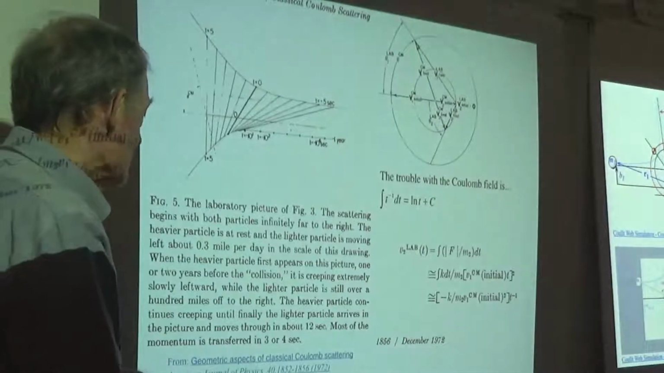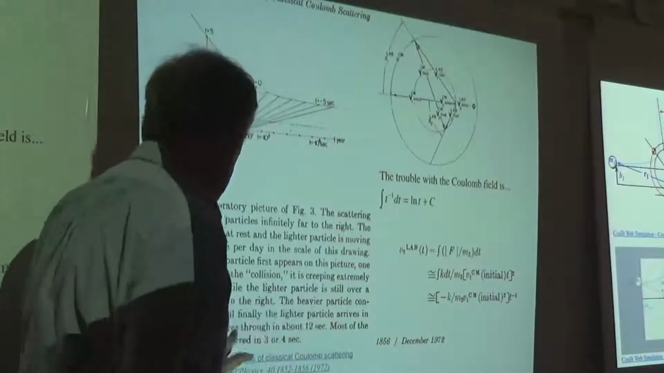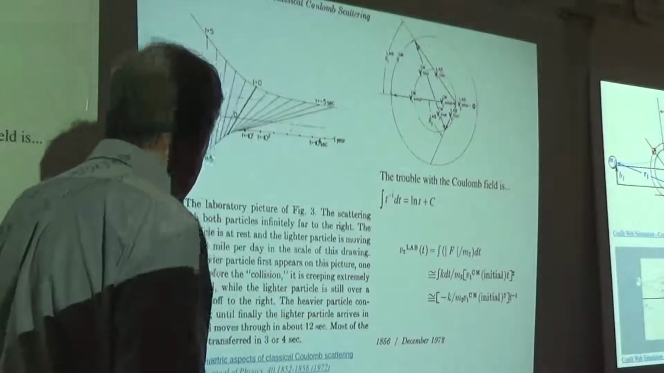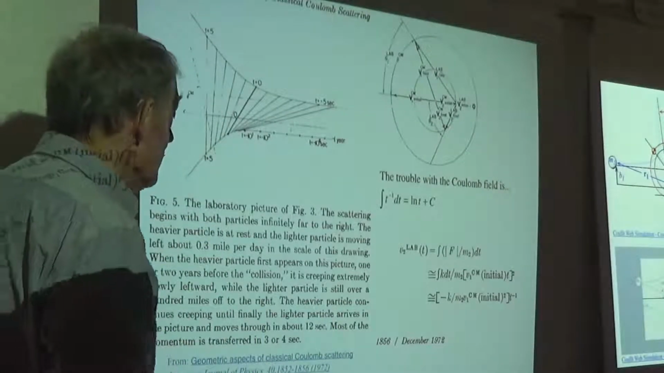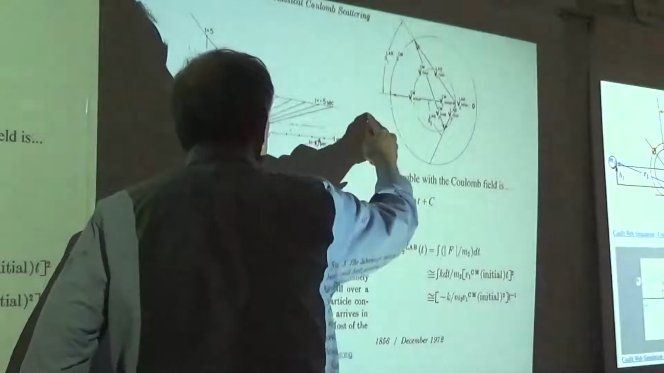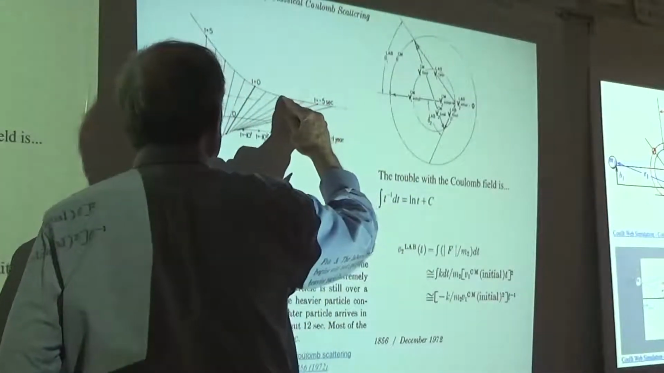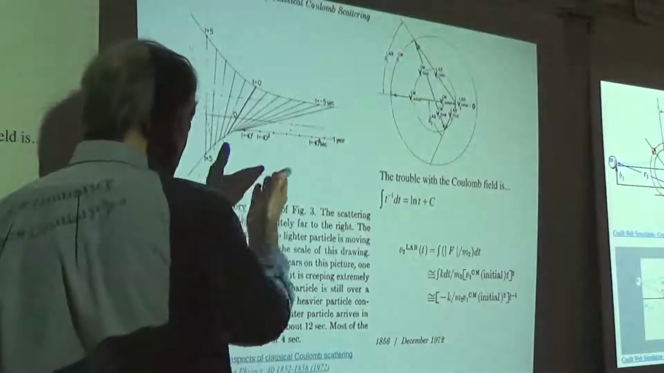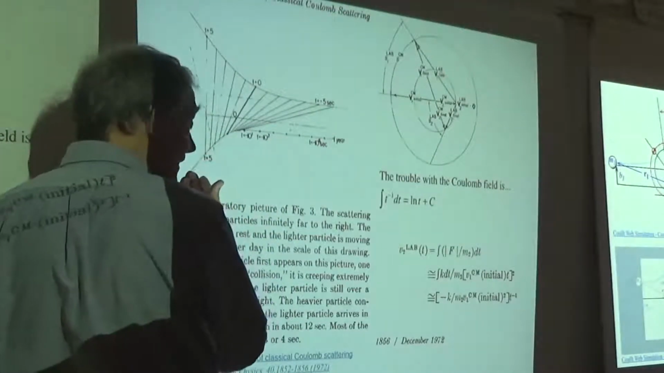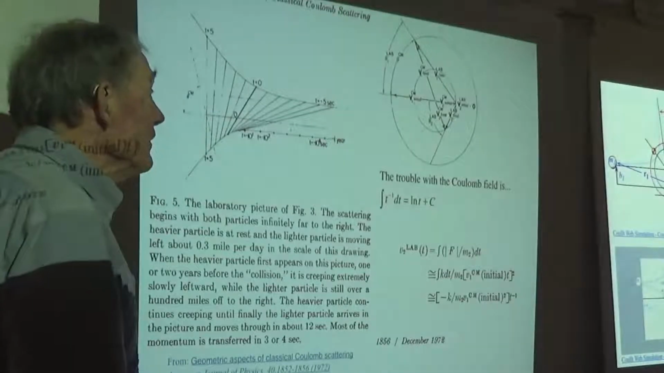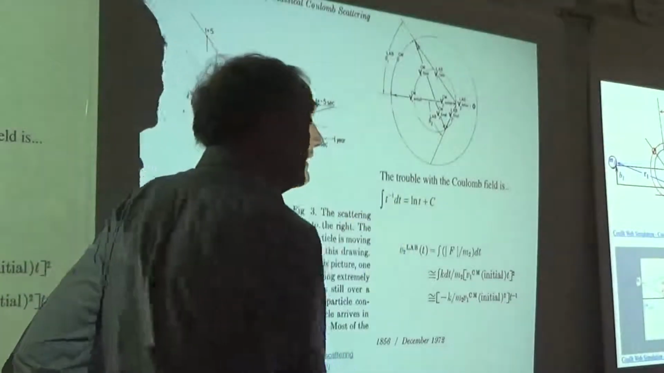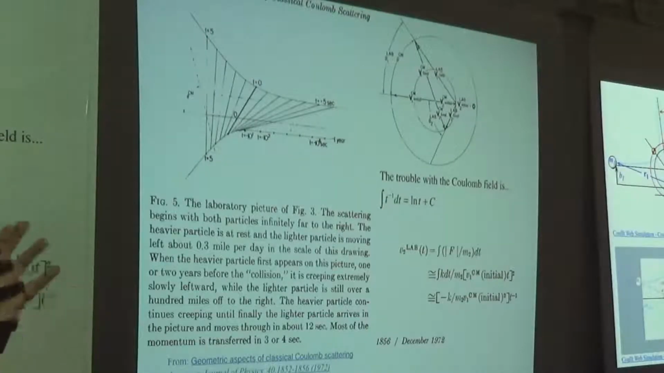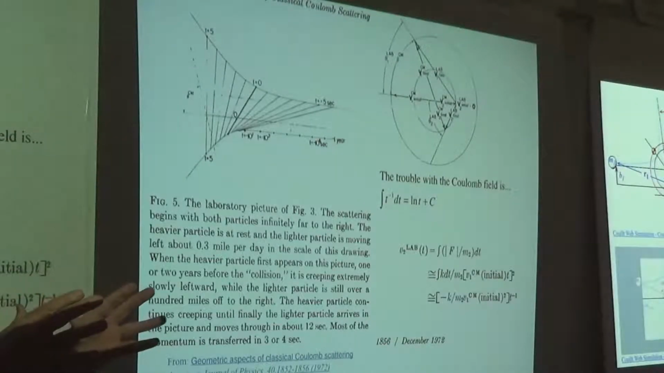Okay? The heavier particle continues creeping until finally the lighter particle arrives into this picture and moves through in about 12 seconds. 1, 2, 3, 4, 5, 6, 7, 8, 9, 10, 11, 12. And this thing scatters and reaches pretty near its final velocity. So that's the story you really need to tell about Coulomb scattering in a lab frame.